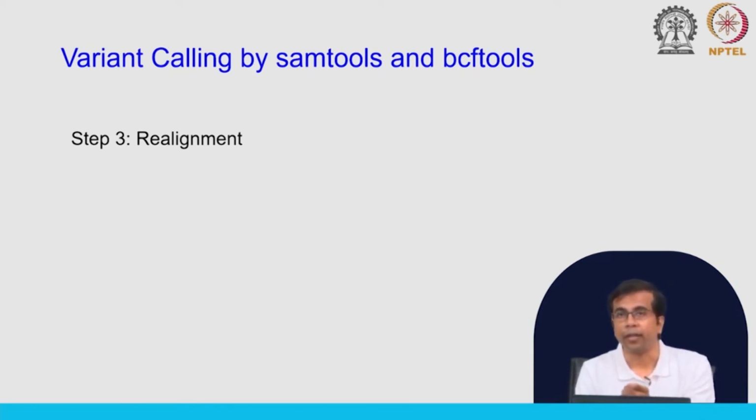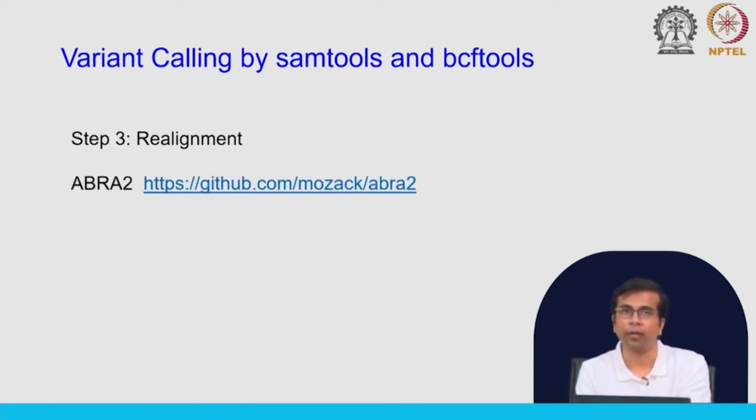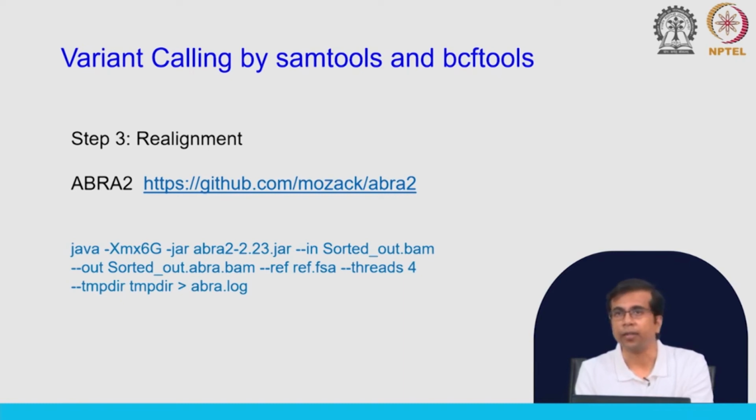So, coming to the next step, which is the realignment. Okay, so realignment cannot be done with samtools or bcftools, it does not have any such function, but we can use another standalone tool called ABRA2. Okay, so here is the link where you will find this package, and you can download and install and use this. Okay, it's very simple. You just download one single file, the compiled version, and you simply run it. Okay, it requires Java, and this is the command that we'll use.